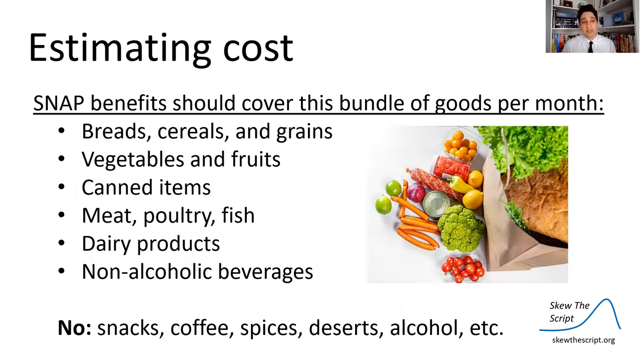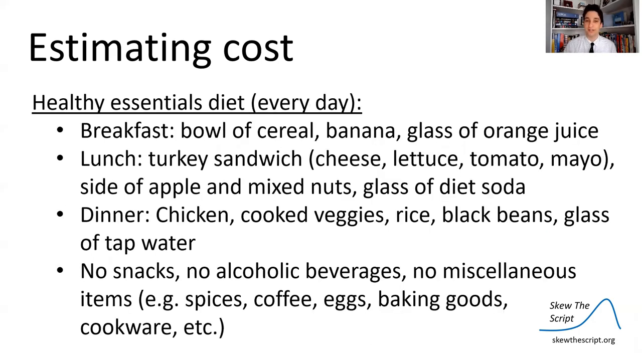So SNAP provides benefits that should cover a full bundle of goods per month for people who could otherwise not afford it. This can include essential foods like bread, cereals, grains, vegetables, and fruits and canned items. And specifically, you wouldn't want to include snacks, coffee, spices, desserts, alcohol, et cetera, things that one doesn't need assistance with in terms of nutrition. So let's imagine a healthy essentials only diet.